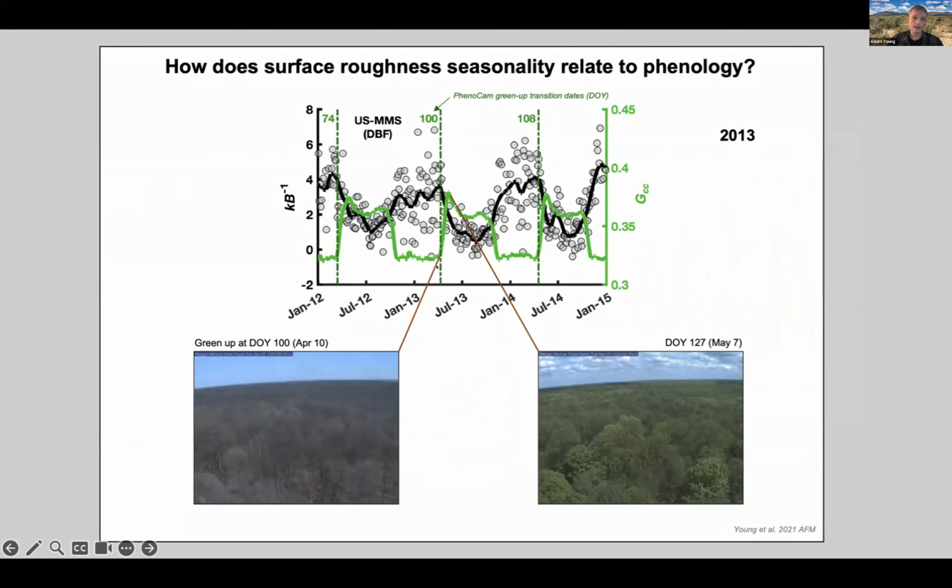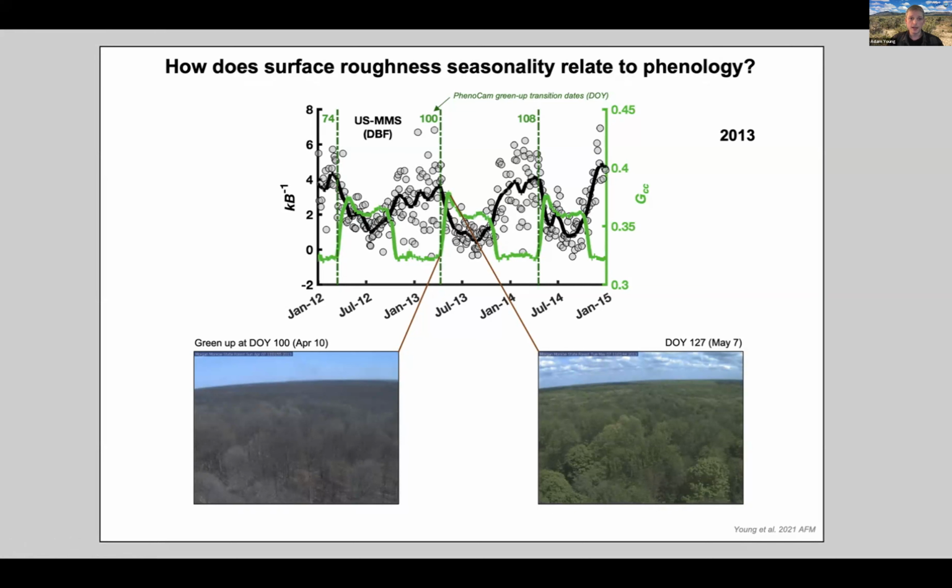And then I've also identified the PhenoCam transition dates, identified as reaching 10% of the total seasonal amplitude. And the day of year is just up here. So this would be day of year 100. And we can look at 2013, for example, and as we start to see this green up, that's when we start to see a decrease in KB inverse as well.